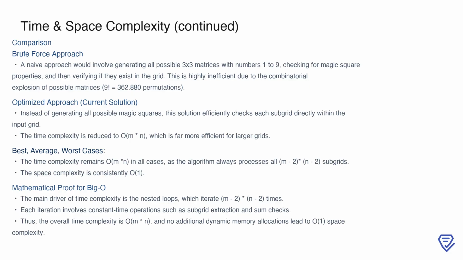size. The time complexity is consistent across all cases, best, average, and worst, because the algorithm always processes all (m-2) by (n-2) subgrids. The mathematical basis for these complexities is straightforward. The nested loops drive the O(m*n) time complexity, while the constant space usage avoids dynamic memory allocations. This makes the solution both efficient and scalable for larger inputs.